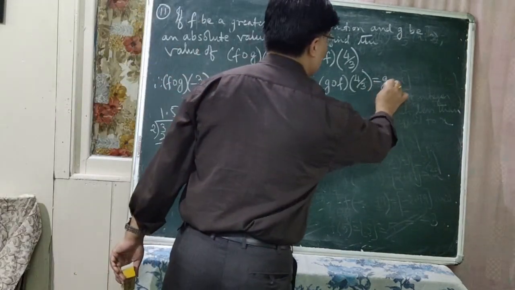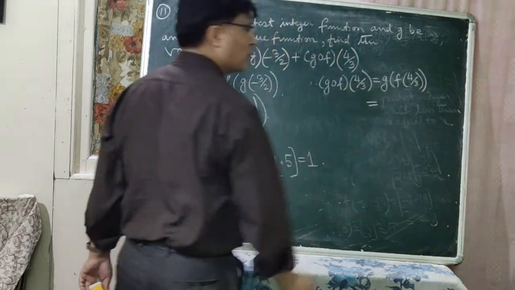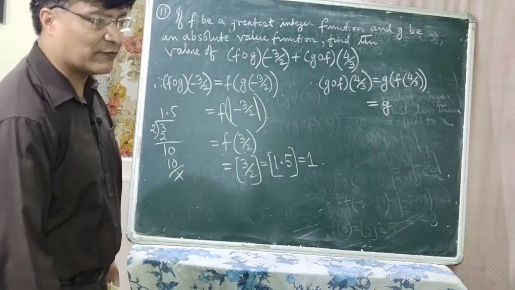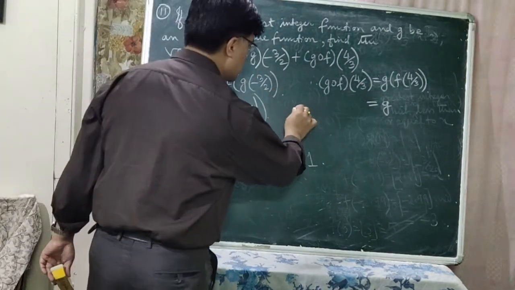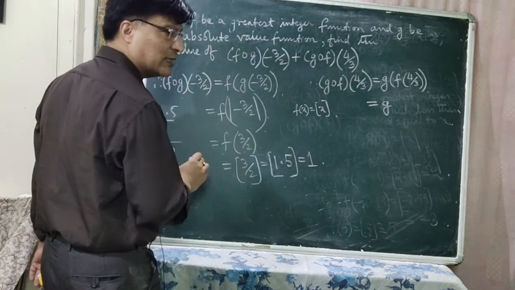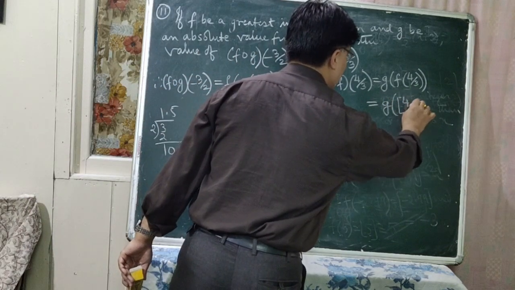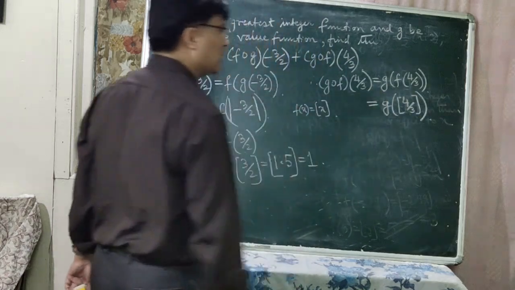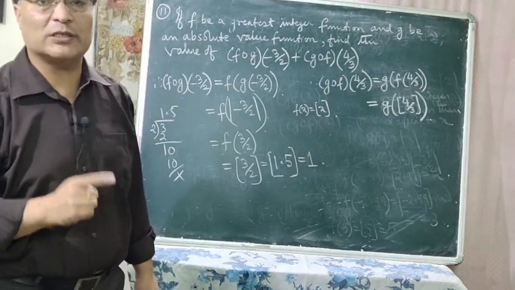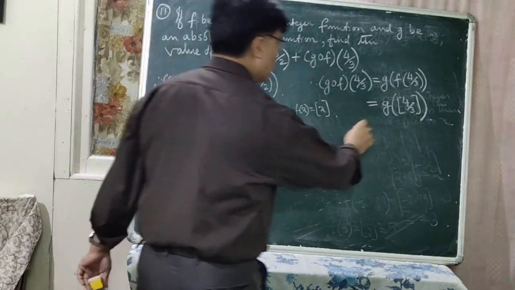g of f of 4 by 3, which is equal to g of, what is f of 4 by 3? This is the greatest integer function. That is, actually it was f of x is equal to the third bracket x, isn't it? What is f of 4 by 3? It is the third bracket 4 by 3. I think you have understood it. The third bracket 4 by 3 is the greatest integer which is less than 4 by 3, right? So now it is equal to g of the third bracket.